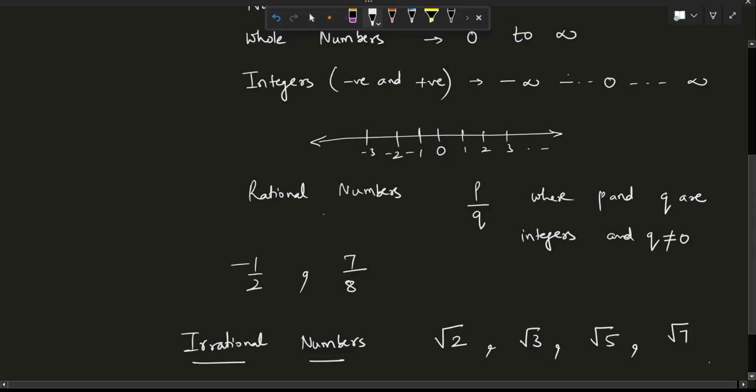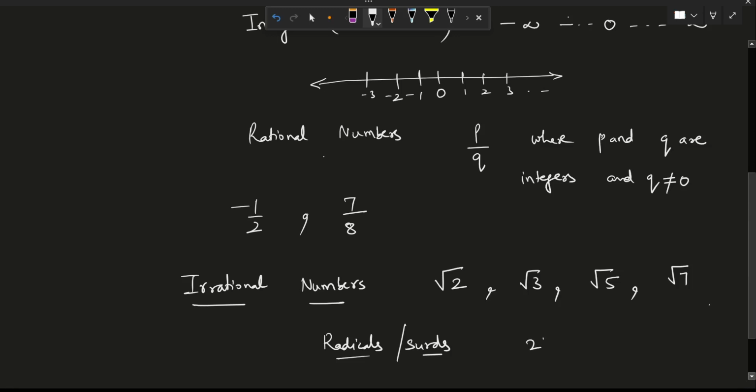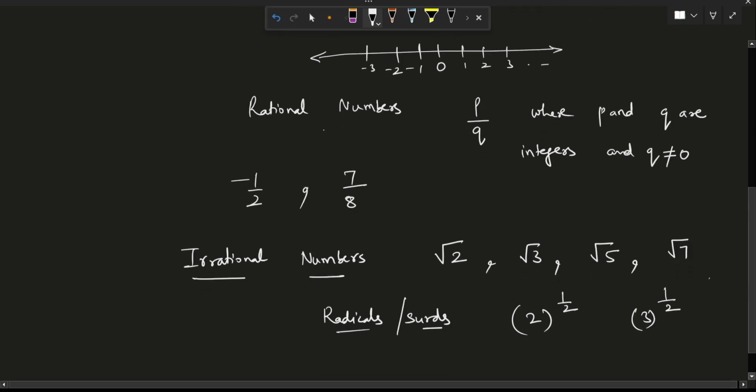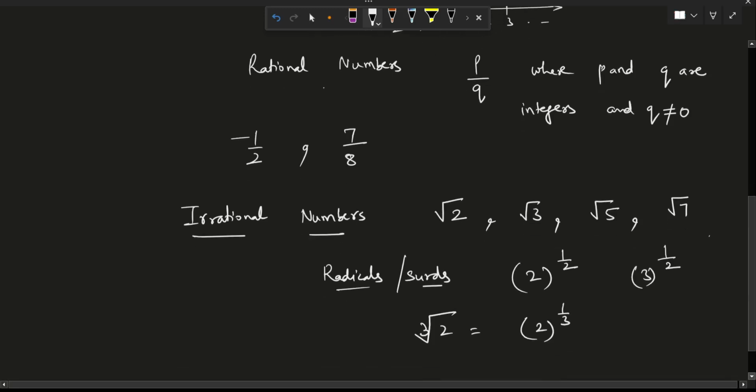These types of numbers, we call them radicals, we call them surds, which have powers in fractions. Root of 2 can be written as 2 to the power 1 by 2. Root of 3 is 3 to the power 1 by 2. If I write cube root of 2, it is 2 to the power 1 by 3. So these types of numbers are called irrational numbers. Square root of any such number is an irrational number.